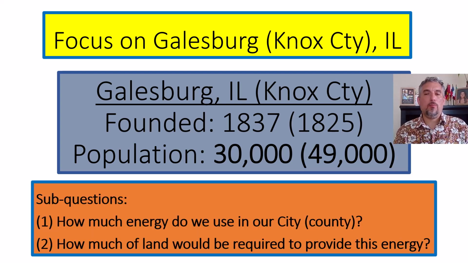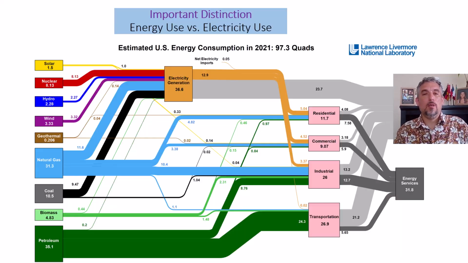The questions that more specifically we're asking are how much energy do we use in the city or the county, and how much land would be required to provide this energy? Because if we have sufficient land, then we have sufficient resources to do so. There's an important distinction to make from the get-go. In the previous video, and as I'm discussing it here, we focus a lot on electricity. A lot of people do. But electricity isn't the same thing as energy. It is a form of energy, but it's not the whole package.